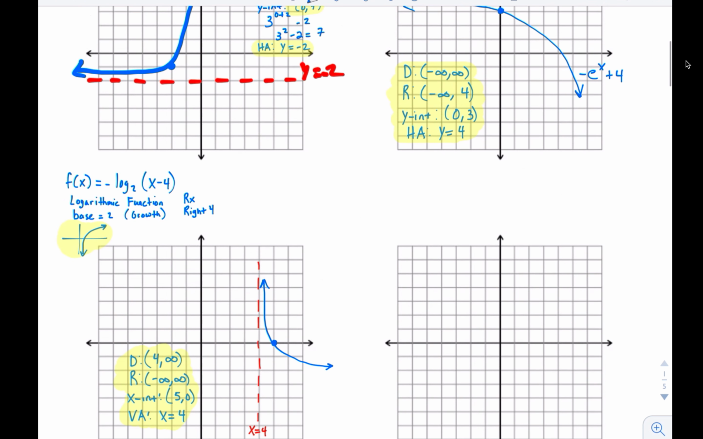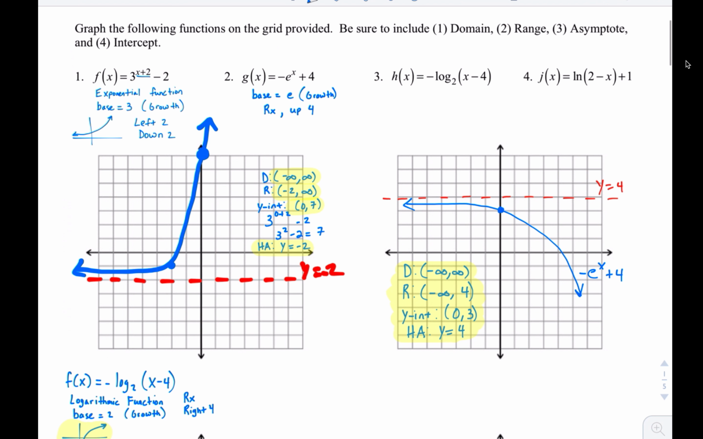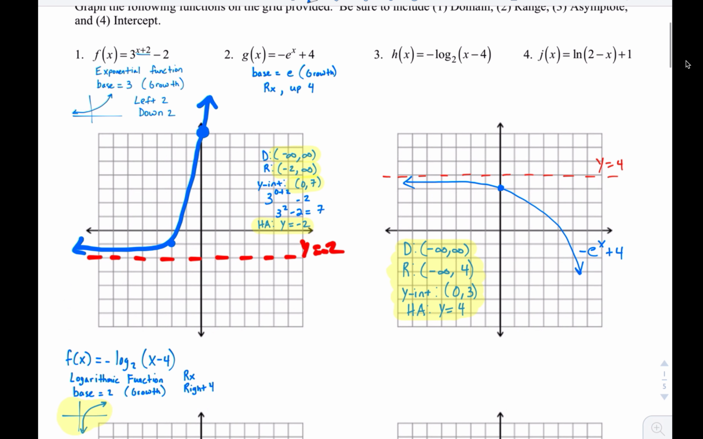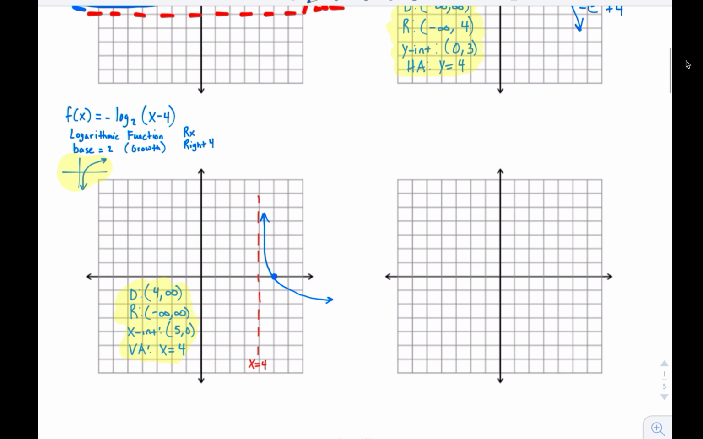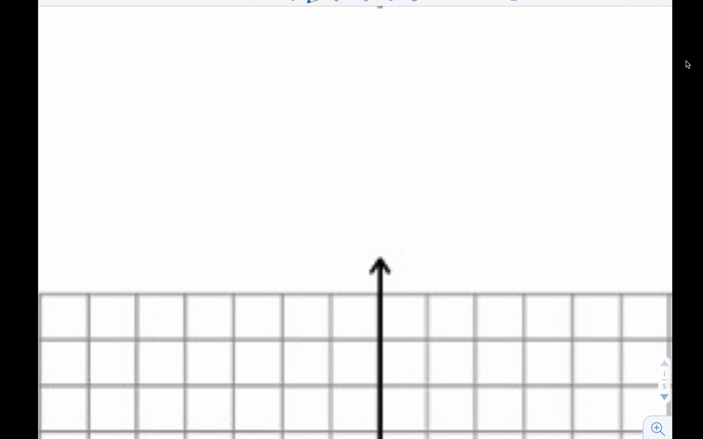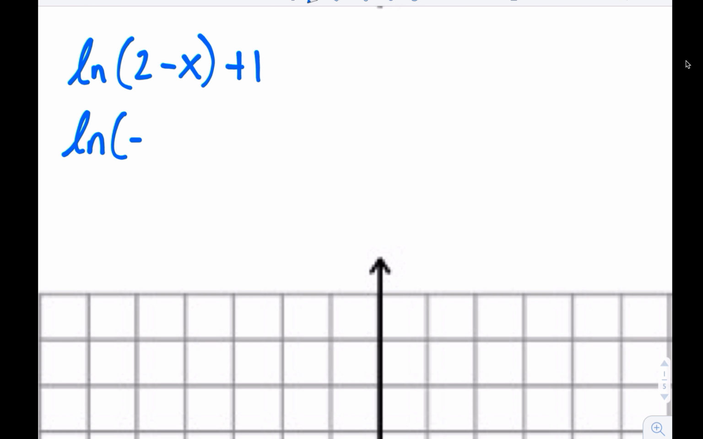Okay, and then moving on to the last graph, it's ln of 2 minus x plus 1. So this is ln of 2 minus x plus 1. Okay, so what I want to do is put that in a standard form first. So I'm going to switch the 2 and the x. So I'll make that ln of negative x plus 2.